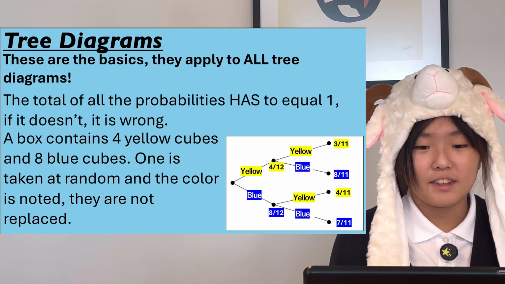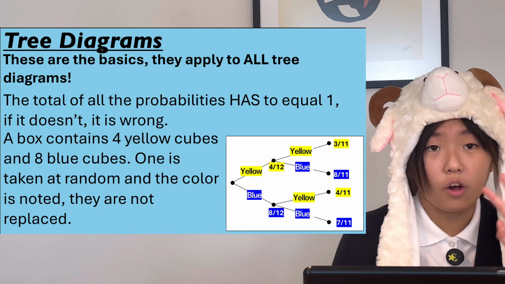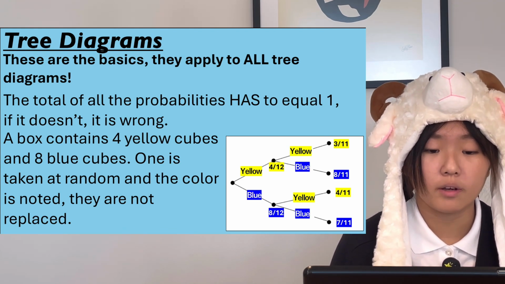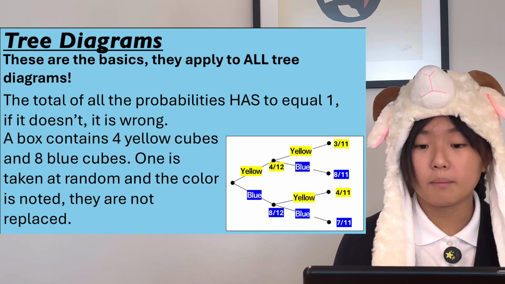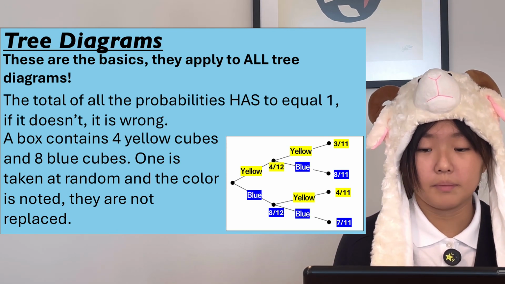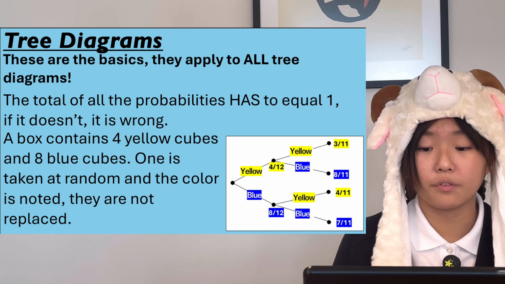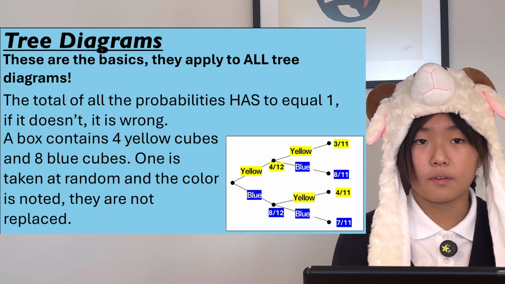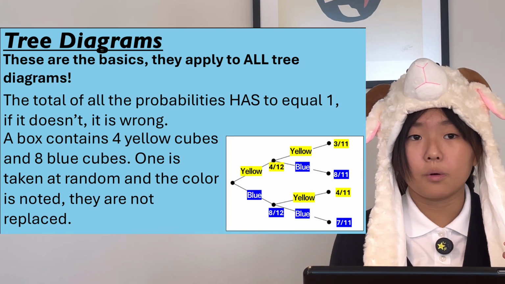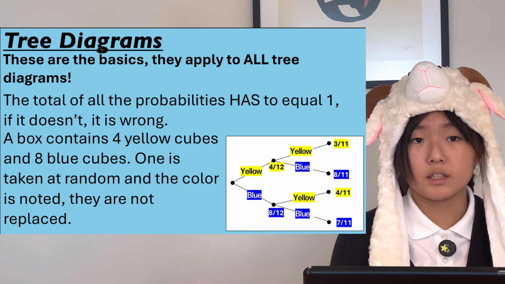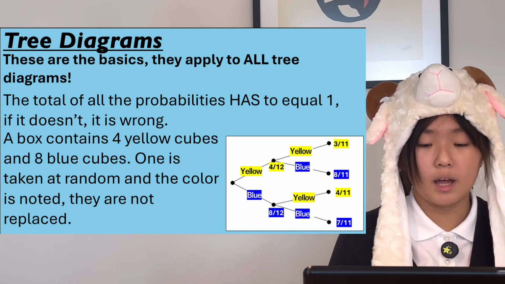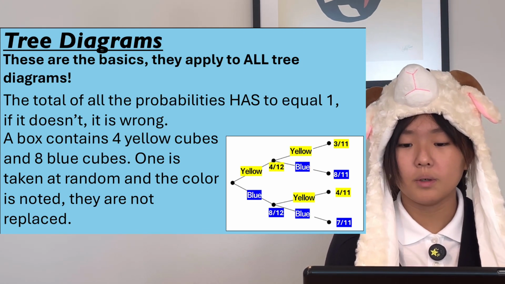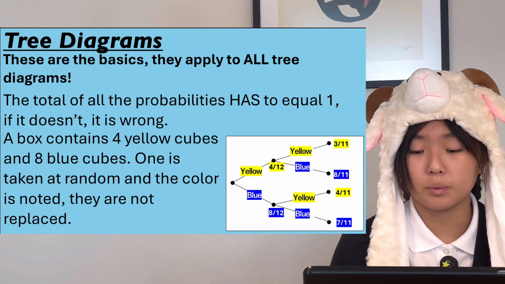Tree diagrams. These are the basics, so they apply to all tree diagrams. The total of the probabilities has to equal 1, and if it doesn't, it is wrong. And by that, I don't mean all of them, because not all of the fractions have to add up to 1. I mean, if they're all shaped in V's, so if there's 2 numbers on a single V, then those have to add up to 1. And if there are multiple on a W, it will have to add up to 1 as well.